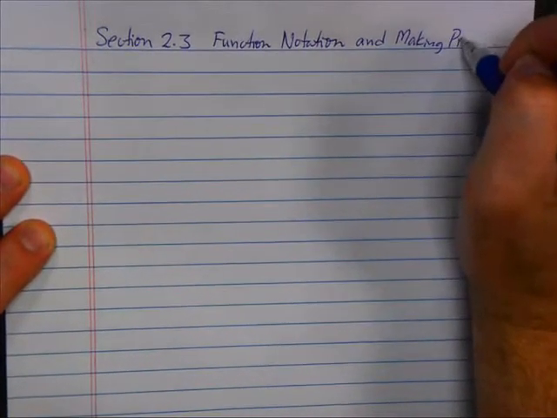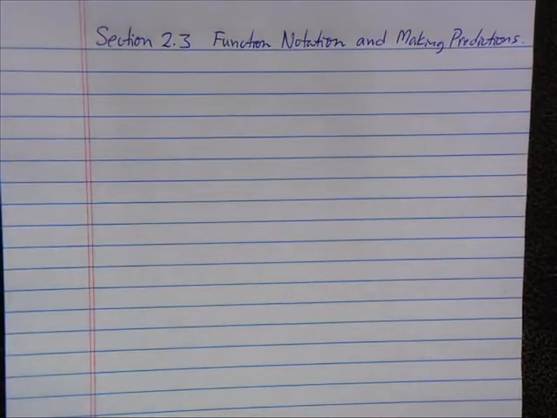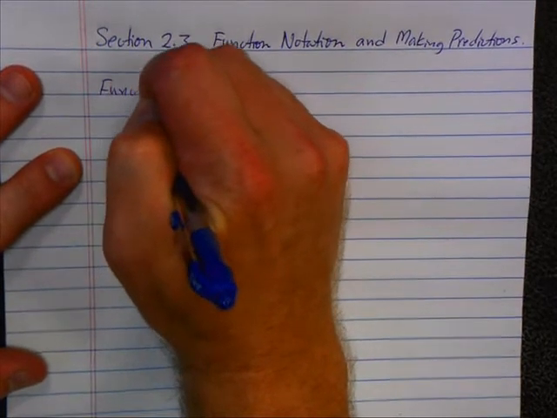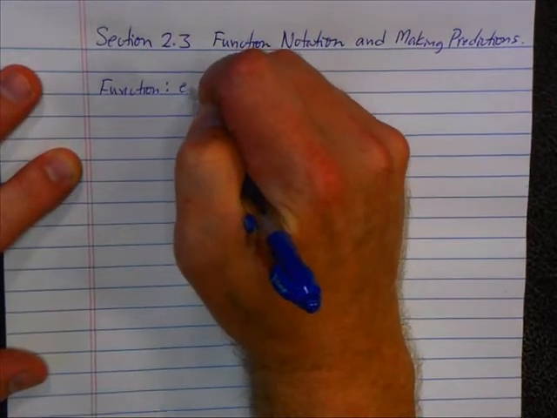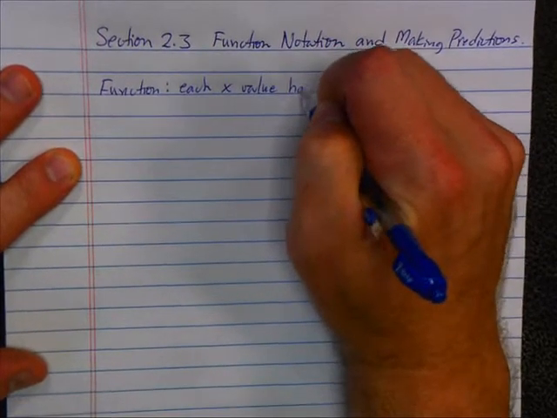All right, so the other day we talked about functions. What was a function again? What made something a function? Each x value has exactly one y value. So to be a function, our rule was each x value has exactly one y value. That was our rule for being a function.